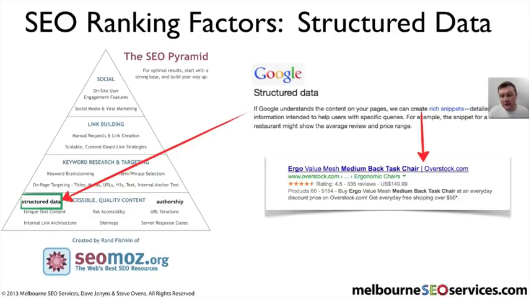The example here is products. So if you mark up your products, they can actually show up in the search results. You can see there with the star rating, how many people have reviewed it, the actual price of the product. So Google actually shows the data a bit differently in the search engine results, and because it stands out, it can attract more clicks.